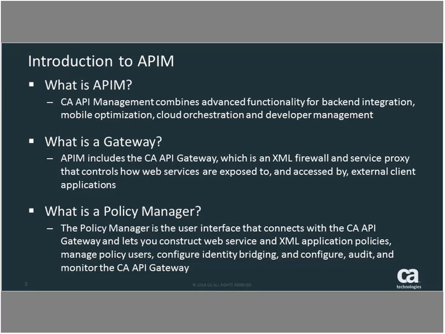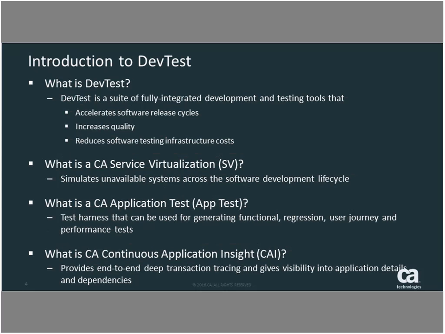We've also got the Policy Manager. This is the UI for the API gateway, so they're very closely tied together. It's usually hosted on the internal network, and it communicates with the gateway over some default ports. We use the Policy Manager to create web service and XML application policies to manage users, configure ID bridging, and audit and monitor the gateway. So those are the components of APIM.